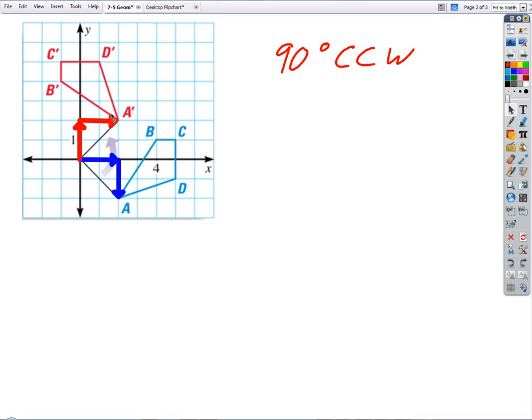Now what if these had rotated the other way? That's okay. What if we wanted to rotate this, say, 90 degrees clockwise? It's all right, just as easy. If I rotate a left arrow 90 degrees clockwise, where does it end up? Down. That guy becomes down.